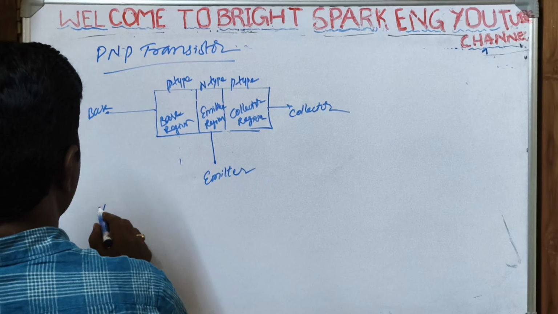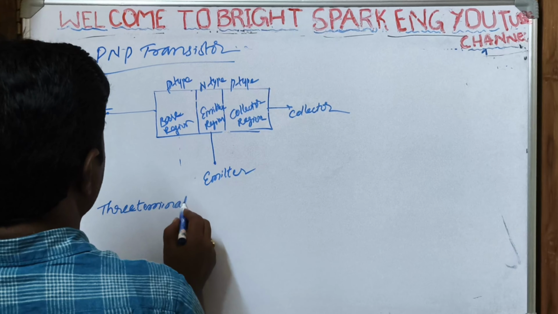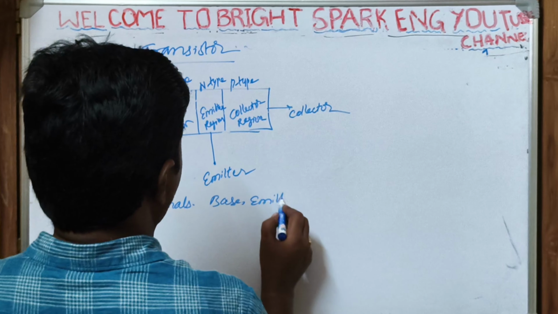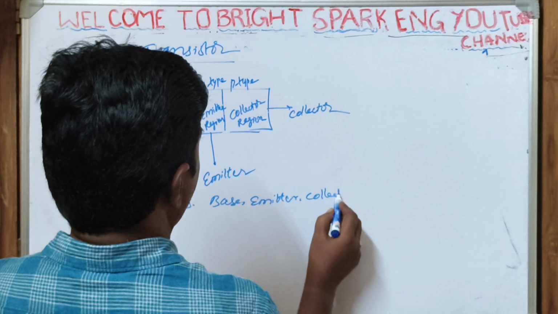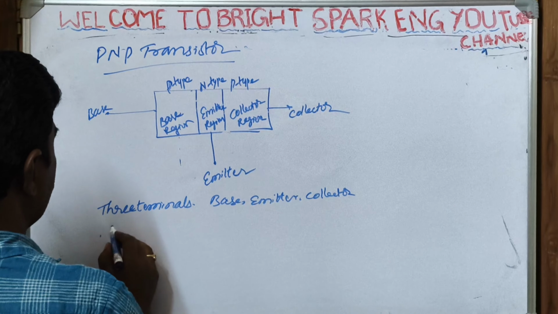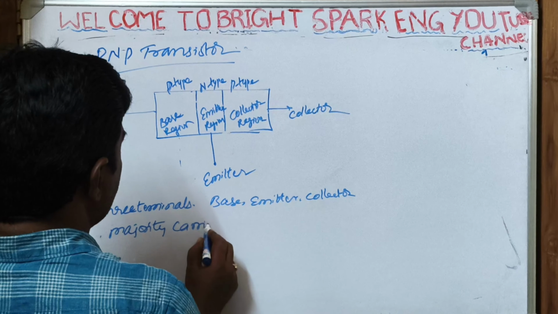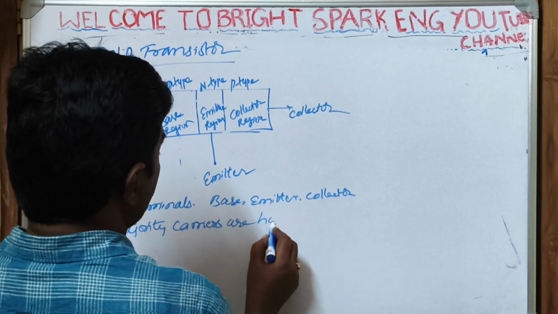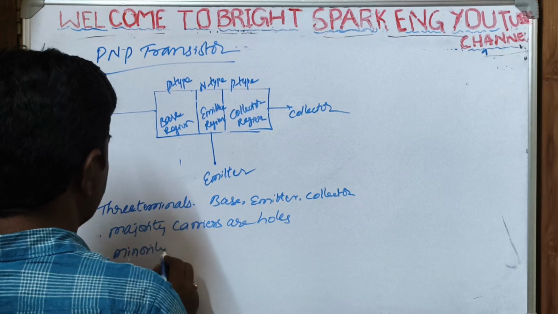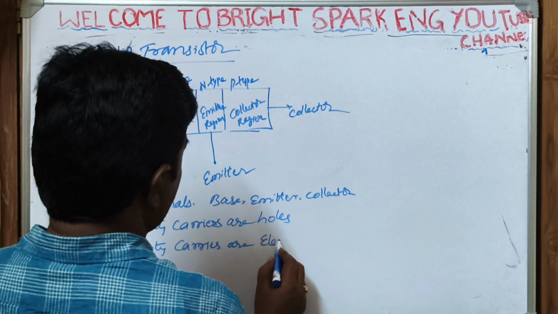This also has three terminals: base, emitter, collector. In PNP transistor, majority carriers are holes. Minority carriers are electrons.